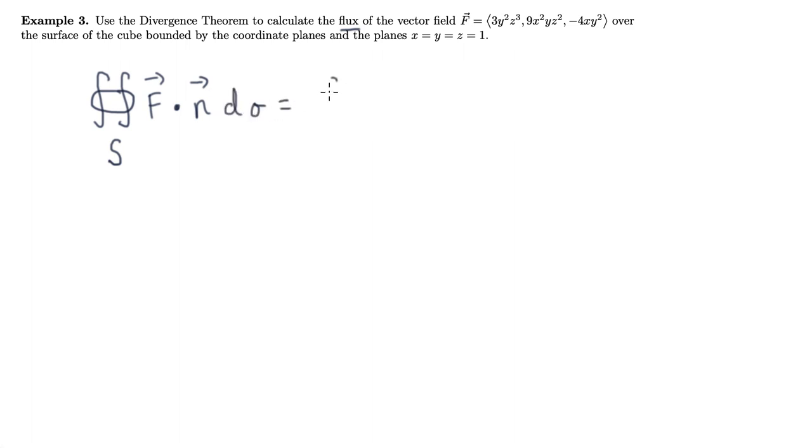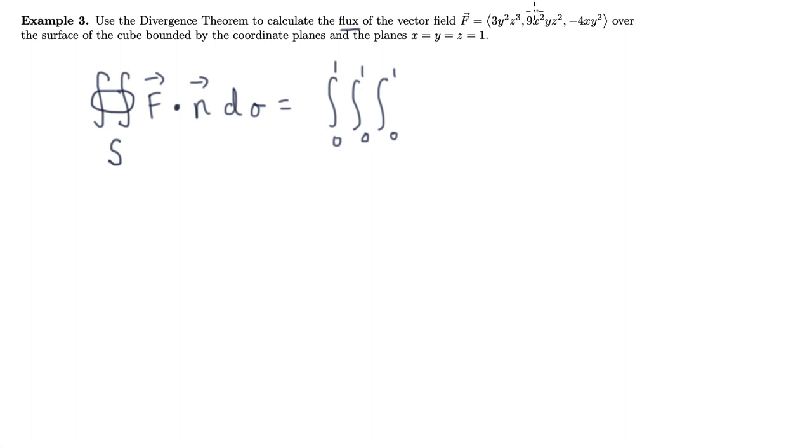We can replace this with the triple integral over the volume region, but the volume region is a cube, so actually my limits just go 0 to 1, 0 to 1, 0 to 1. But now what I integrate is actually the divergence of the vector field. Okay, so what's the divergence of the vector field? Well, I just take the partial of this with respect to x, which is 0.